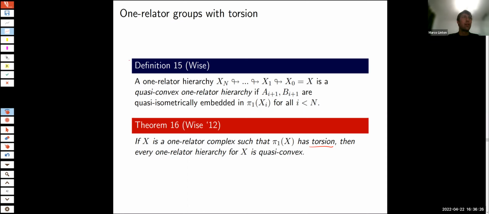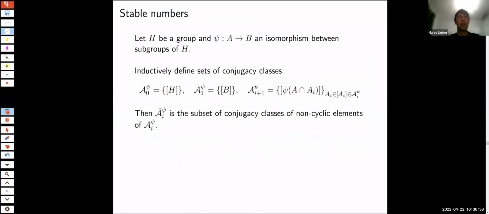So you should think now that maybe we're going to aim for something like this for certain one-relator groups, and you'd be right. But in order to get there, I need to define a different type of hierarchy. This definition may be a little bit technical, so bear with me. I'll try and draw a picture which might help. So take a group H and take some isomorphism psi between subgroups of H. What are we going to do? We're going to take the HNN extension of H over psi.